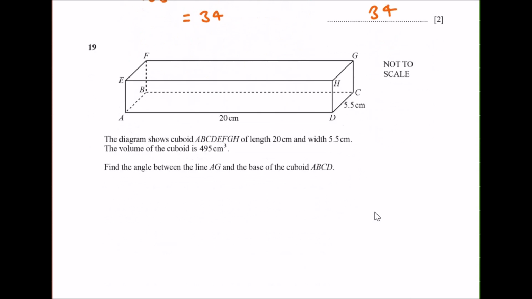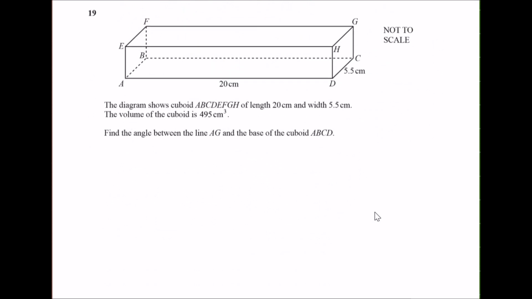Okay, let's go to the next question. 19. The diagram shows cuboid ABCDEFGH of length 20 cm and the width 5.5 cm. The volume of the cuboid is 495 cm3. Find the angle between the line AG and the base of the cuboid ABCD.